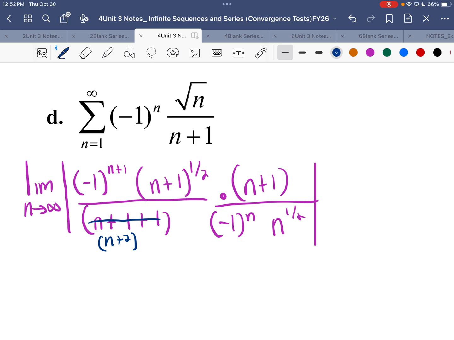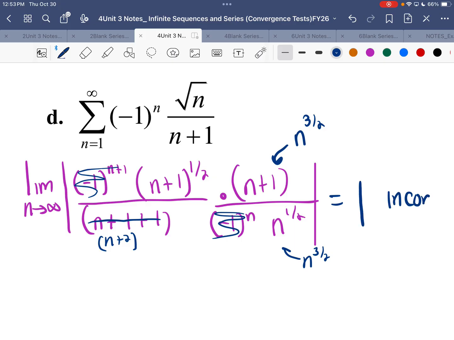Okay, so in this one, does anything cancel out other than the negative ones? No. And do you even think that the negative ones really matter if it's being absolute valued? No. So if you see a -1, you can kind of ignore it. It's pretty irrelevant since it's being absolute valued. But nothing's canceling really. But what's the degree of the numerator? 3/2. What's the degree of the denominator? 3/2. So we have a both same and the coefficients are all 1. This is inconclusive.